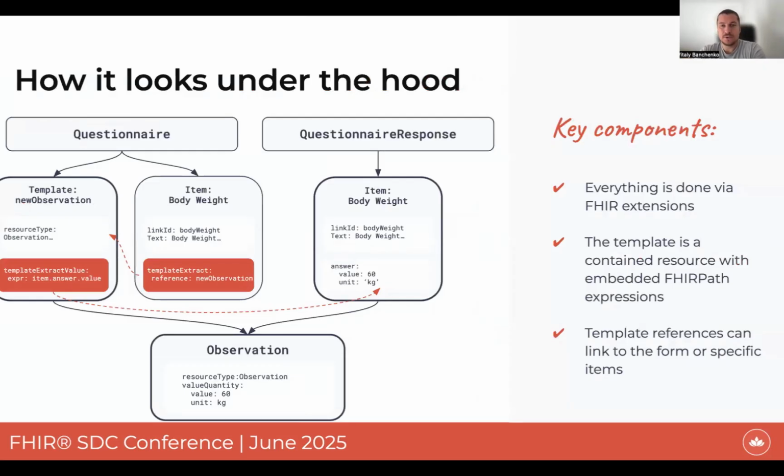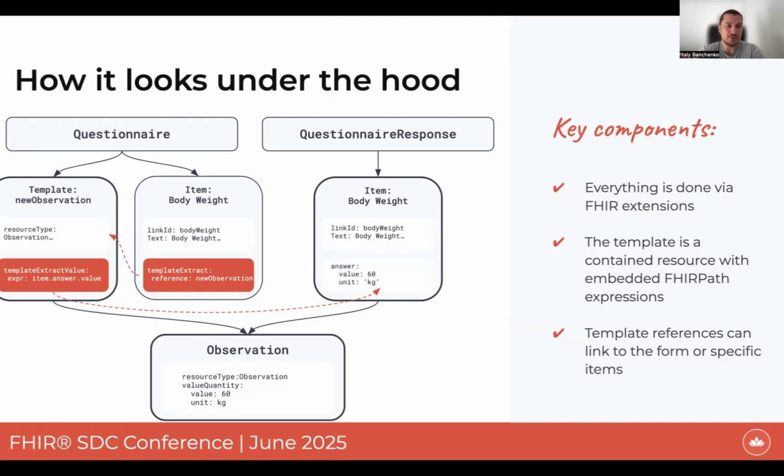How does it look under the hood? Imagine we want to create a form with body weight, and we want to extract this body weight to an observation. We create a questionnaire, add the item body weight to it, and create a template new observation. After that, we need to make a link between the item and the template. And this is done via the template extract extension. On the other side, the template should have some FHIRPath expressions, which will extract data from the questionnaire response.